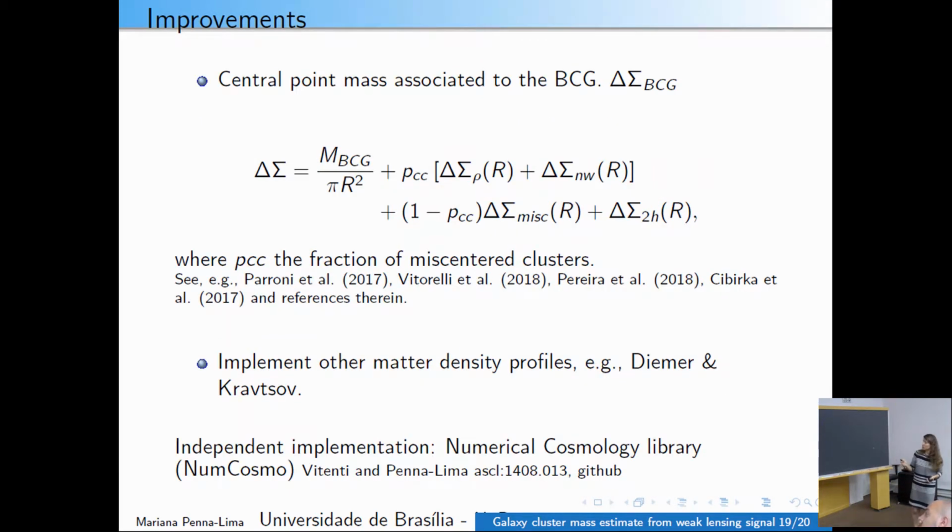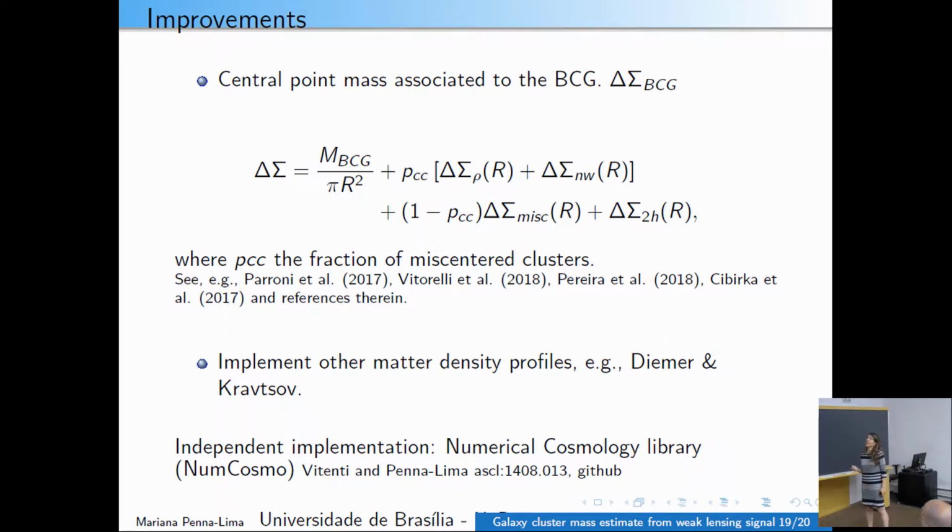And at last, we have the central point mass associated to the BCG, such that in the end, instead of computing the surface mass density, which affects directly the tangential and reduced shear measurements, we have to compute the surface mass density difference, like this, including all these correction terms.